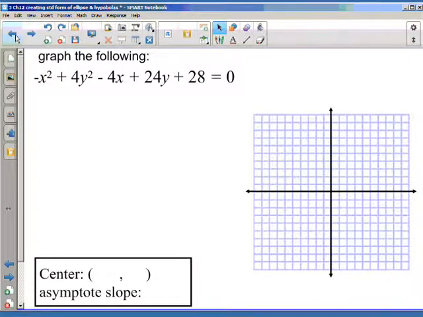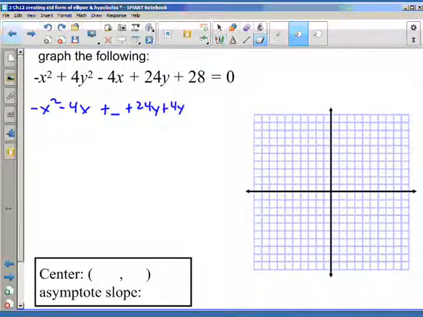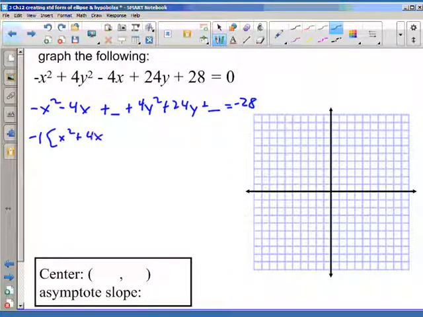Graph the following, and we can tell this is going to be a hyperbola, opening in the vertical direction again because the x is negative. So let's clean things up here. We've got a negative x squared minus 4x plus something, plus 4y squared plus 24y plus something, equals negative 28. I've got to factor out the negative 1 here. Half of 4 is 2, squared is 4. I've added a negative 4, so I've got to add a negative 4 on the right.